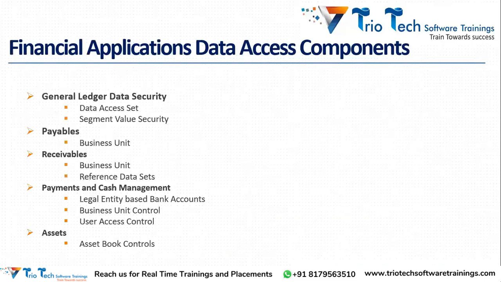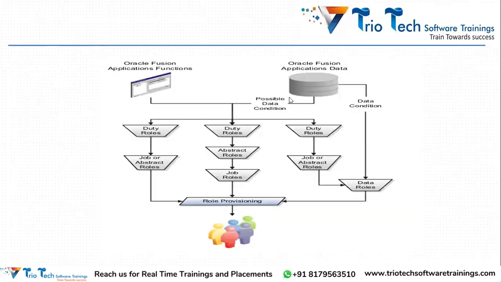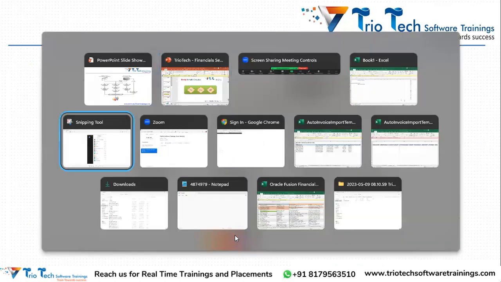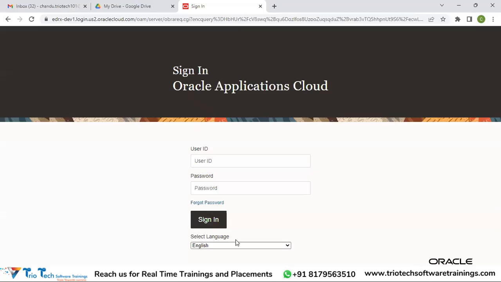So this was all about how the Oracle application functions are there, then the application data is there, and all of them are brought together. There are duty roles, then there are certain abstract roles, and then all of them are provisioned to the users. Now let us have a look into ERP to see how user creation, user ID and password creation, and similarly role assignment activities can be done.